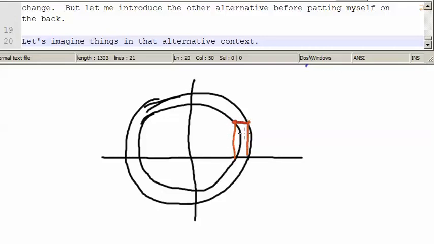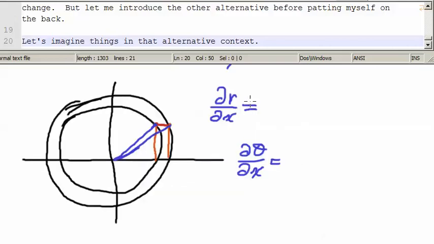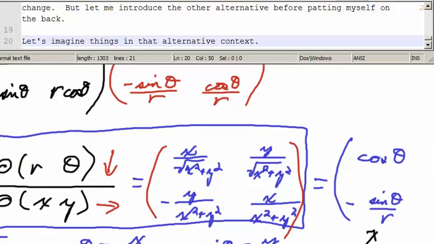We're going to change both. We are allowing both r and theta to change. So we're not constraining it to a circle, but this is our initial r, theta, this is our final r, theta. And what we want to check is whether del r del x and del theta del x are cosine theta and negative sine theta over r.